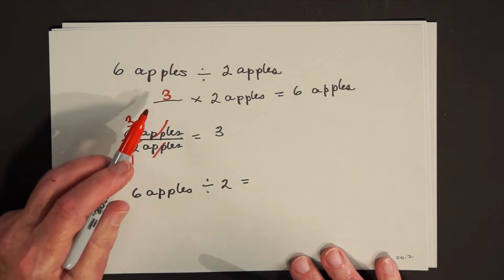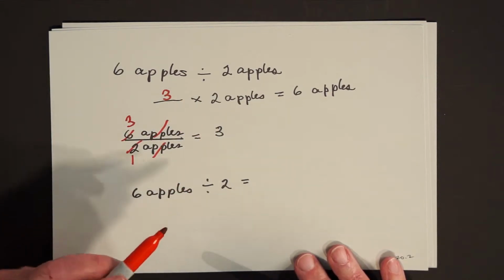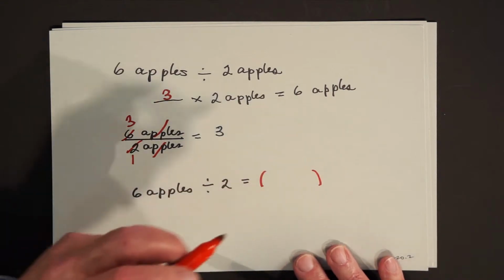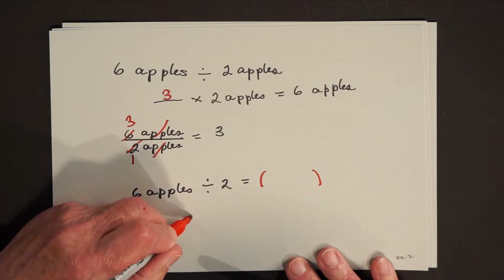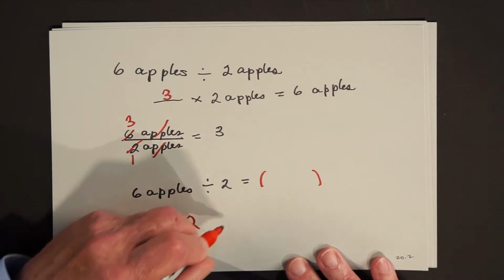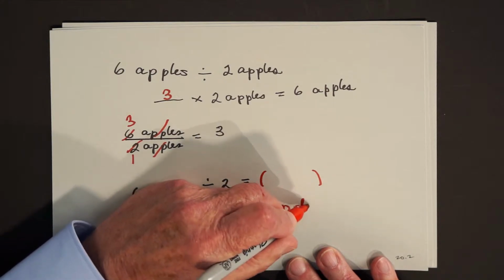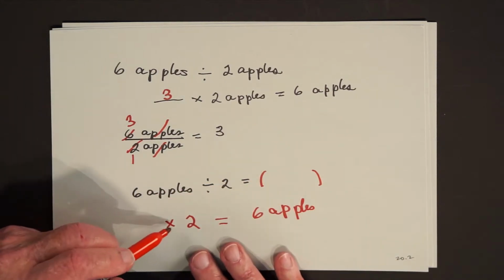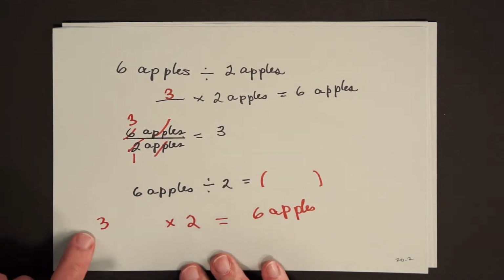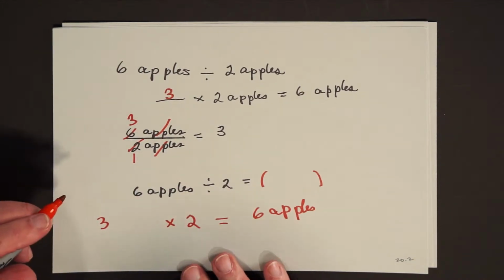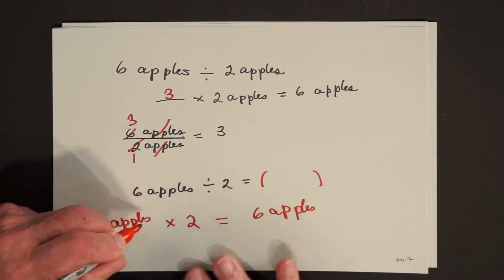Don't confuse 6 apples divided by 2 apples with 6 apples divided by 2. What would this one mean? This would say, what number must you multiply by 2 to get 6 apples? Well, to get to 6, I'd have to multiply by 3, but 3 times 2 isn't 6 apples. 3 times 2 is just 6, so I'd have to put the word apples in here.